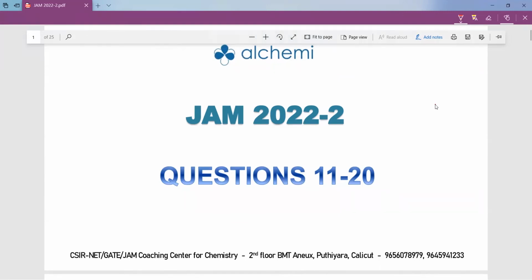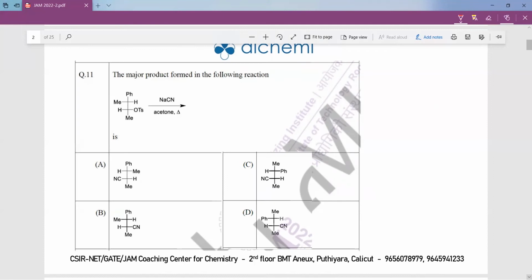In this lecture, we will discuss the JAM 2022 Chemistry question paper, questions 11 to 20. Okay, let's start. Question number 11, the major product from the following reaction. This is a very good question. Actually, this question will test our basic knowledge about the fundamentals of organic chemistry. So we should know the fundamentals very well, otherwise we can't do this problem.